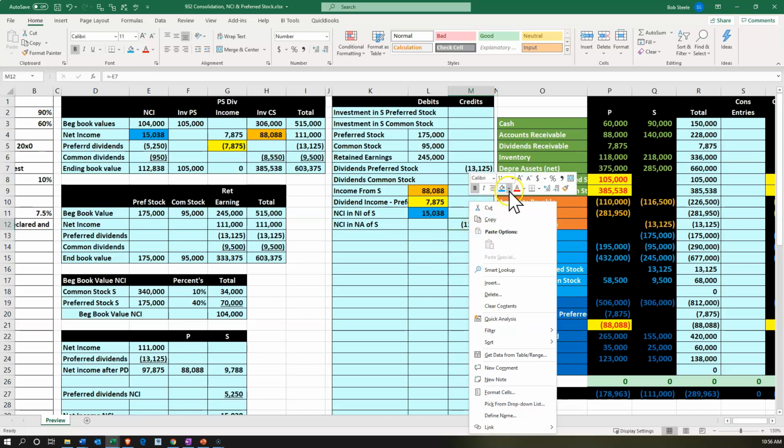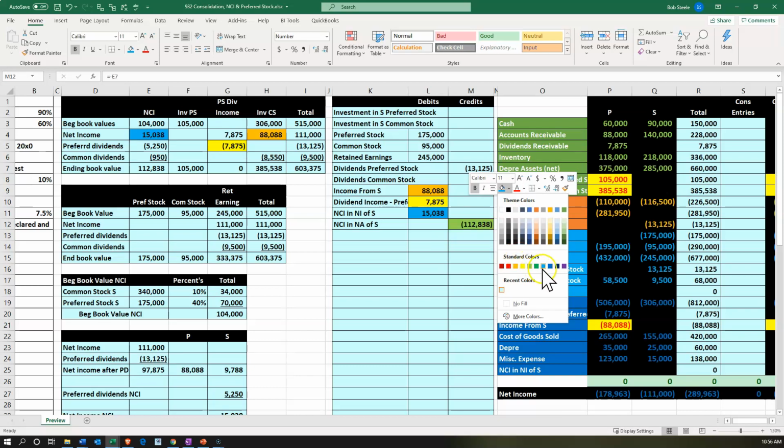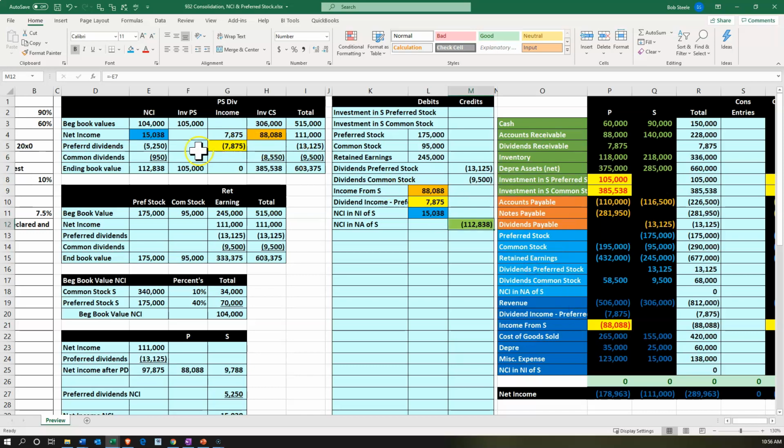I'll make that a color-coded item. I'm running out of colors here. Red seems very harsh. We're going to go to this one here. It's not like it's wrong; red would make it look like it's wrong. That's what I feel like.